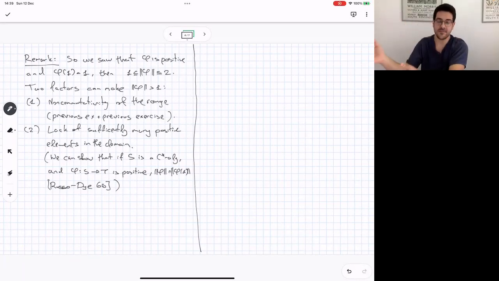Or if the range is a function system, it's commutative, then it doesn't matter what the operator system in the domain is. Yes. The other direction, going from contractivity to positivity, is much easier.